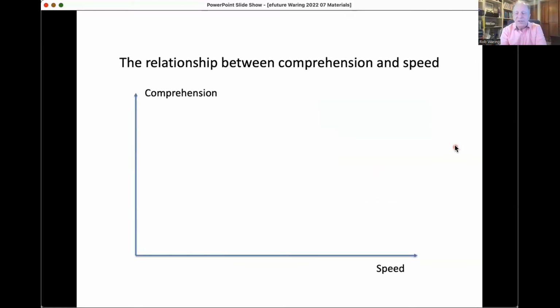So we need to understand when we're choosing materials to build our library, and students need to understand when they are choosing materials for themselves, that there's a relationship between comprehension and speed. Now, sometimes the material is very difficult. It's slow and intentional reading. It's quite high effort. Probably you need a dictionary, often loss of comprehension, and sometimes is demotivating. This is text which is too hard.